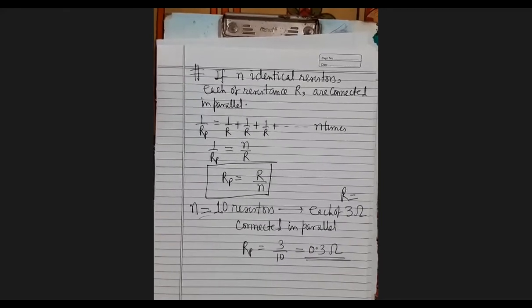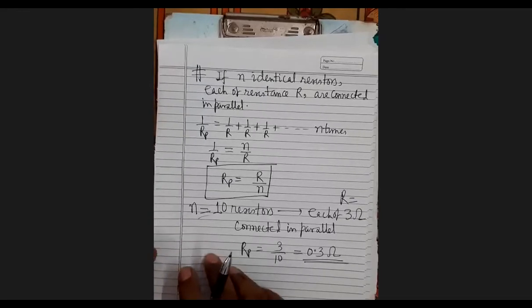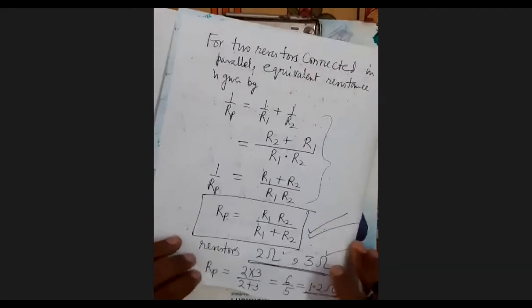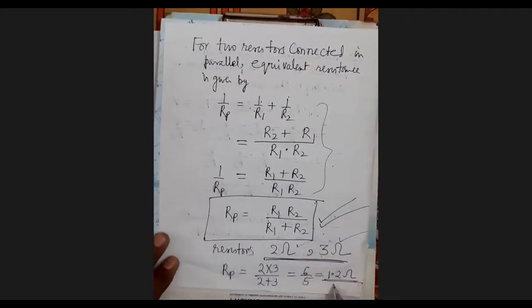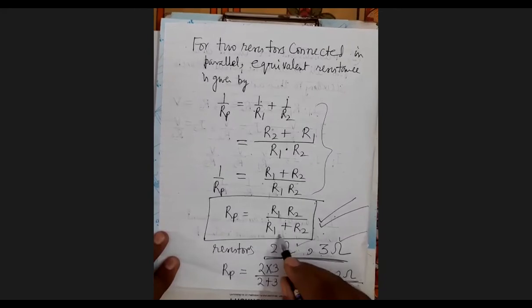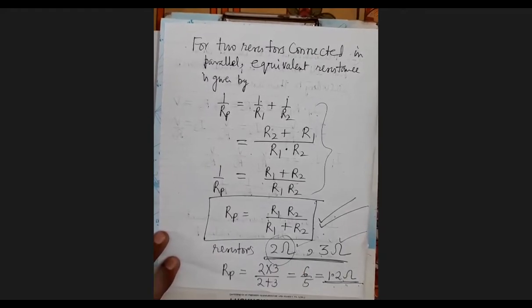Now one more thing you can see here. In a parallel combination, you can notice that the equivalent resistance is less than the least in them. Equivalent resistance of some resistors connected in parallel will be less than the least in them. For example, here 2 and 3 ohm are connected in parallel. Which one is the least? Least is 2 ohm. What is the equivalent resistance? 1.2. It is less than 2 ohm.